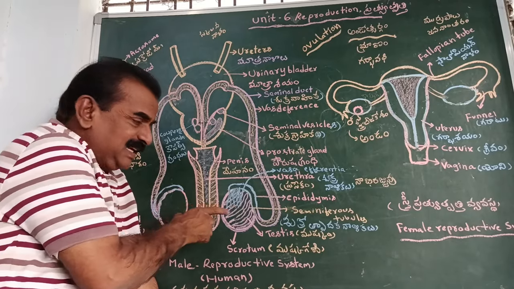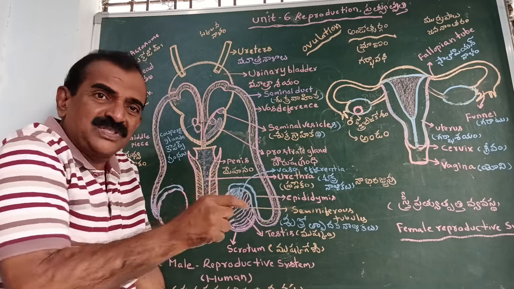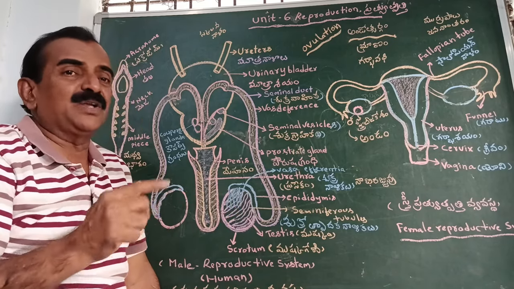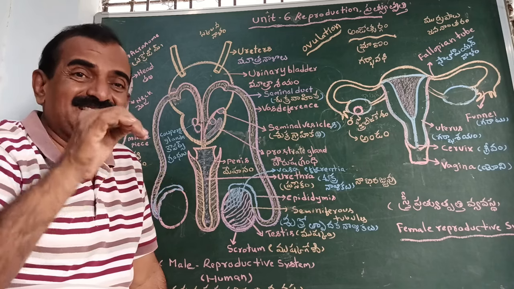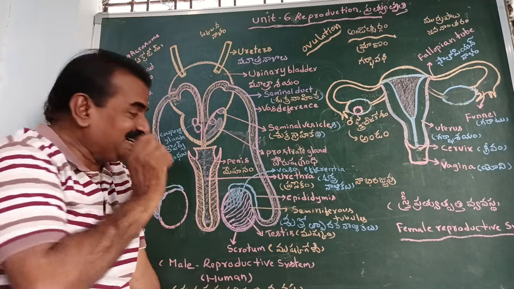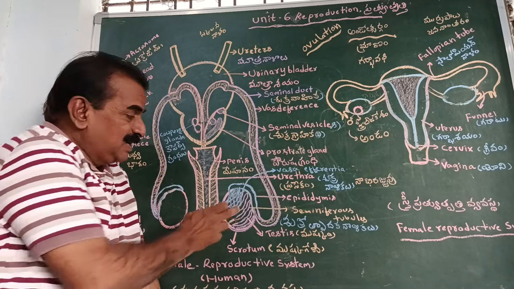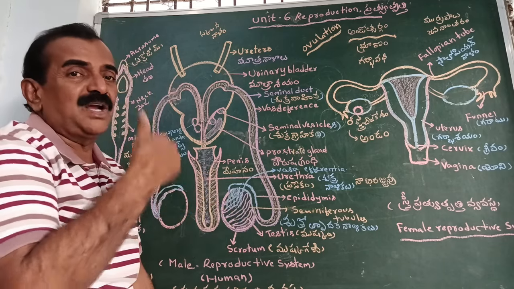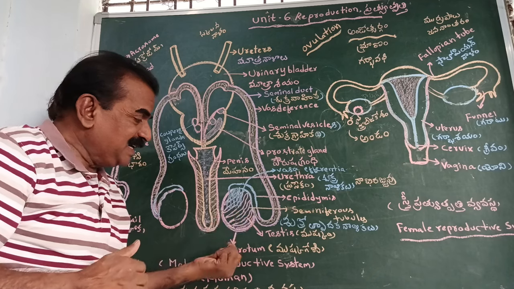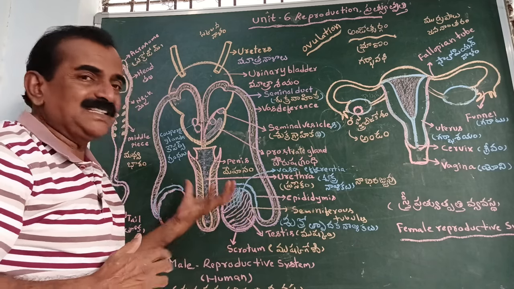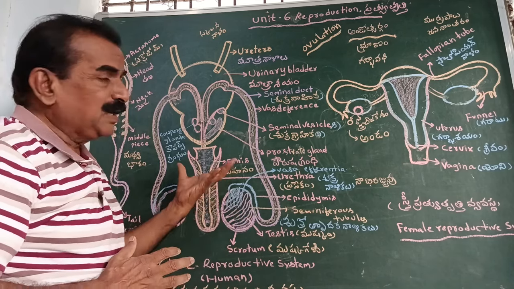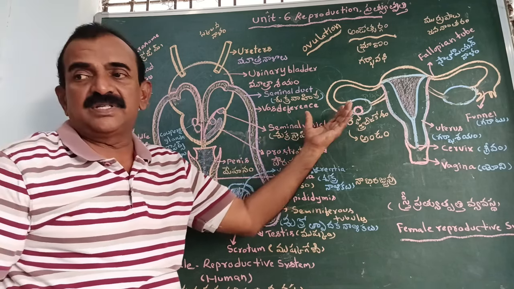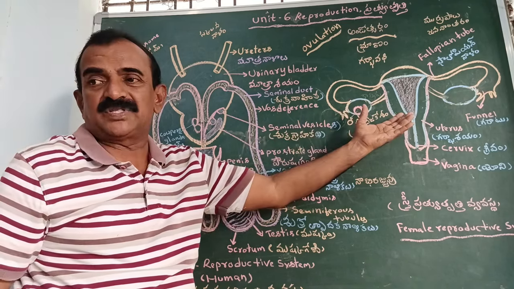And here, in the case of testes, they are present outside, and their temperature should be maintained lower than body temperature, 2 to 2.5 degrees centigrade lower than the body temperature. That temperature helps each testis to secrete sperm. So that is the reason testes are present outside the abdomen in scrotal sacs. That is a brief description of the human male reproductive system. Now we are going to discuss the female reproductive system.